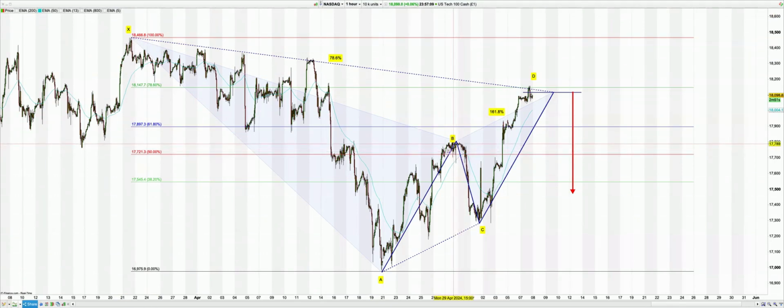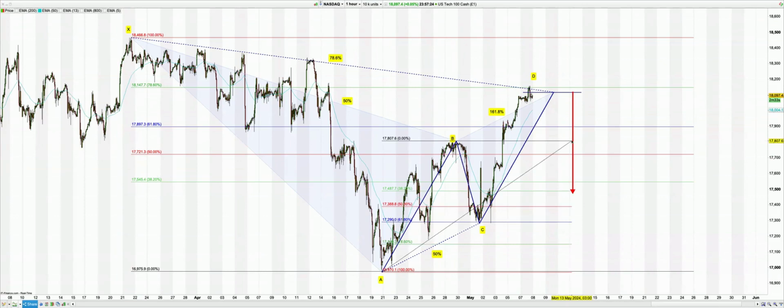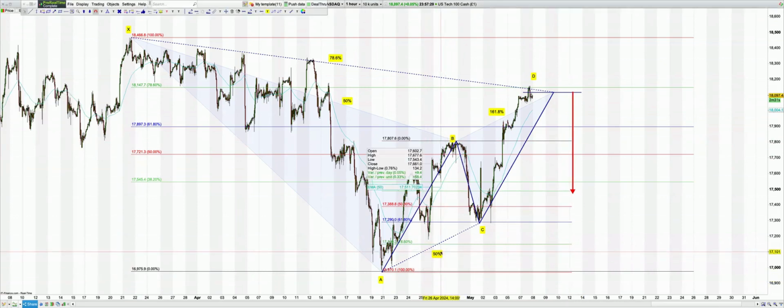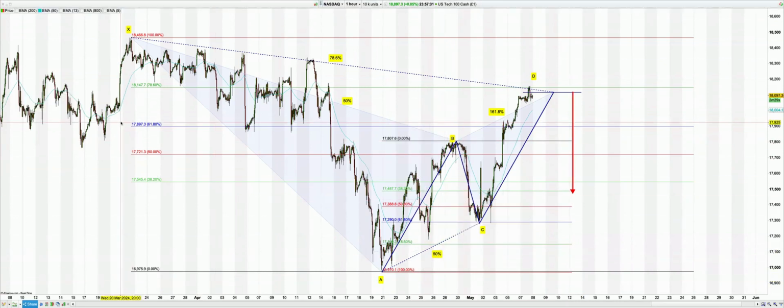Now, where did B come in? B came in at the 50% here. So all still absolutely tolerable ratios. Bang in. Wow. I mean, the harmony in this chart is staggering.